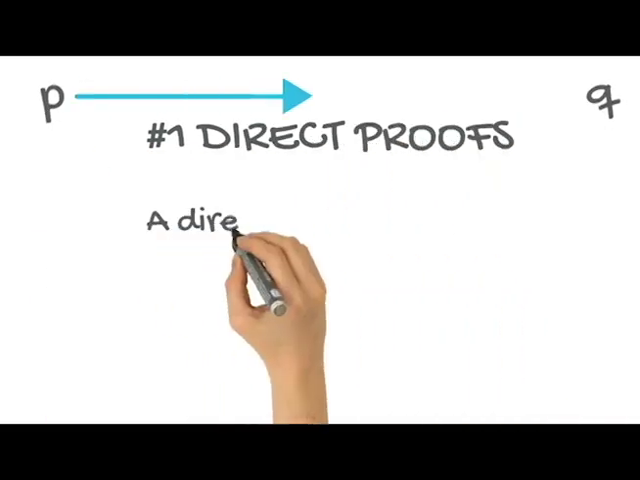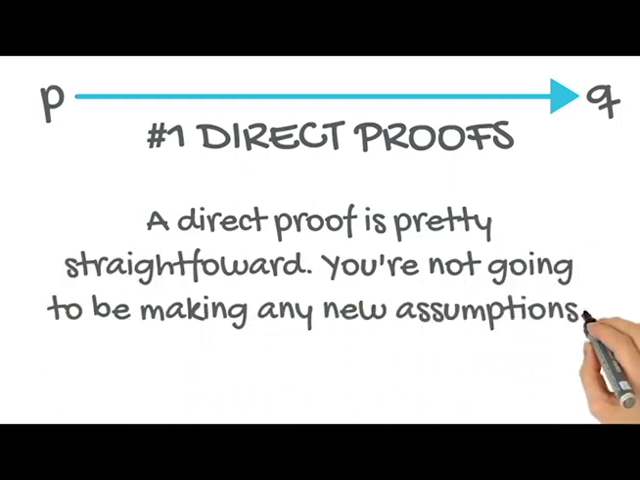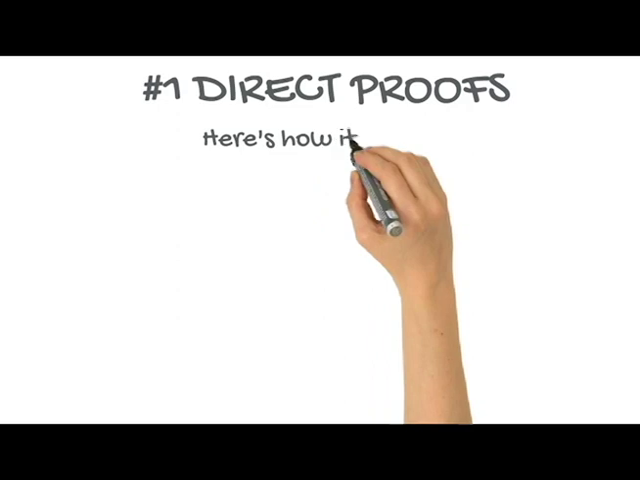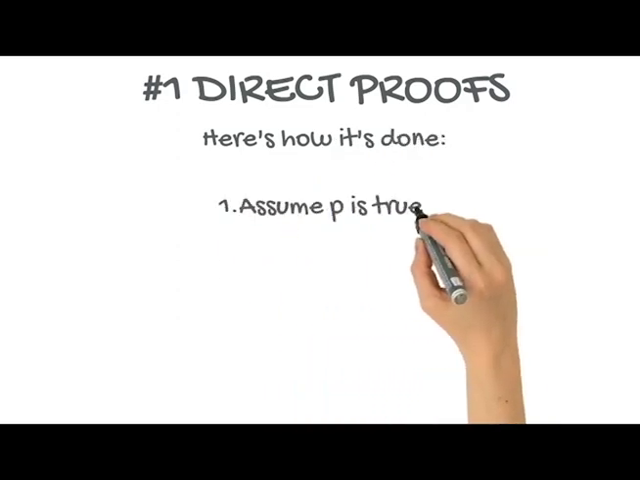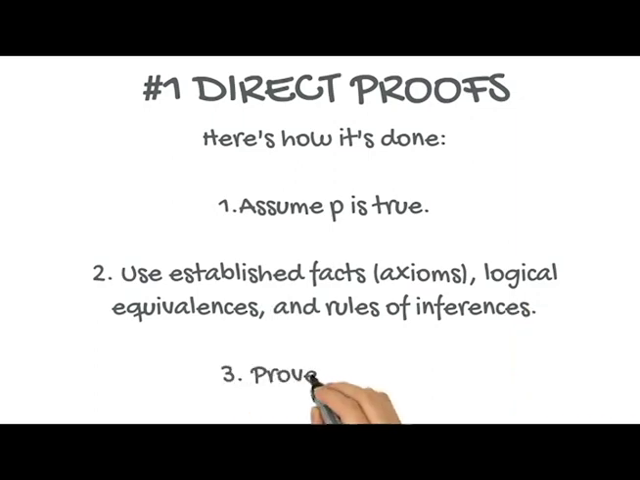The first method is called a direct proof. A direct proof is pretty straightforward. You're not making any new assumptions. Here's how it's done. Start with a P that you assume is true. Using established facts called axioms, logical equivalencies, and rules of inference, prove that Q is true.